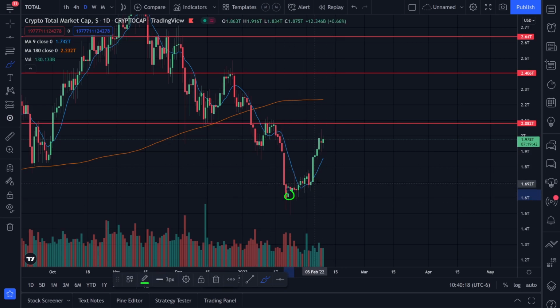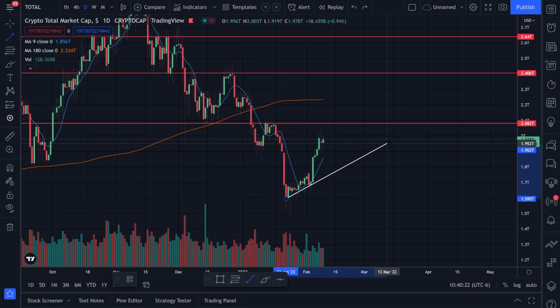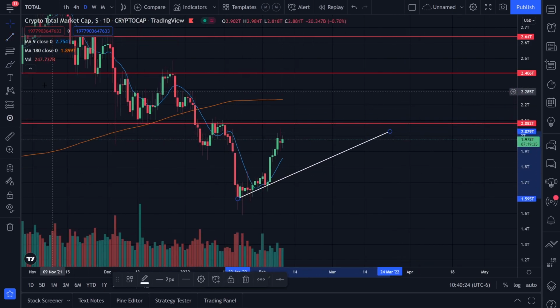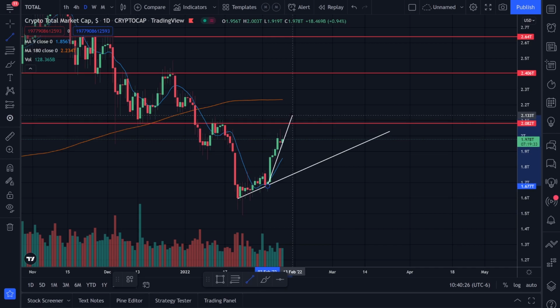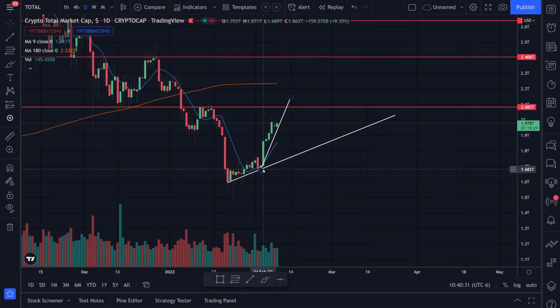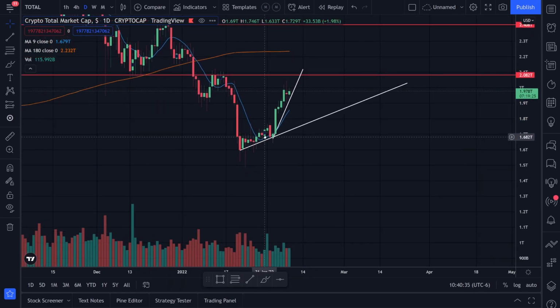We have support right here, support right here. It looks like we have an uptrend, something like this. This might be the bottom, and then we have another one that's going something like this. It looks like we kind of broke it yesterday, but it does look like we're still kind of on that. Let's see how this plays out, or what kind of uptrend develops.